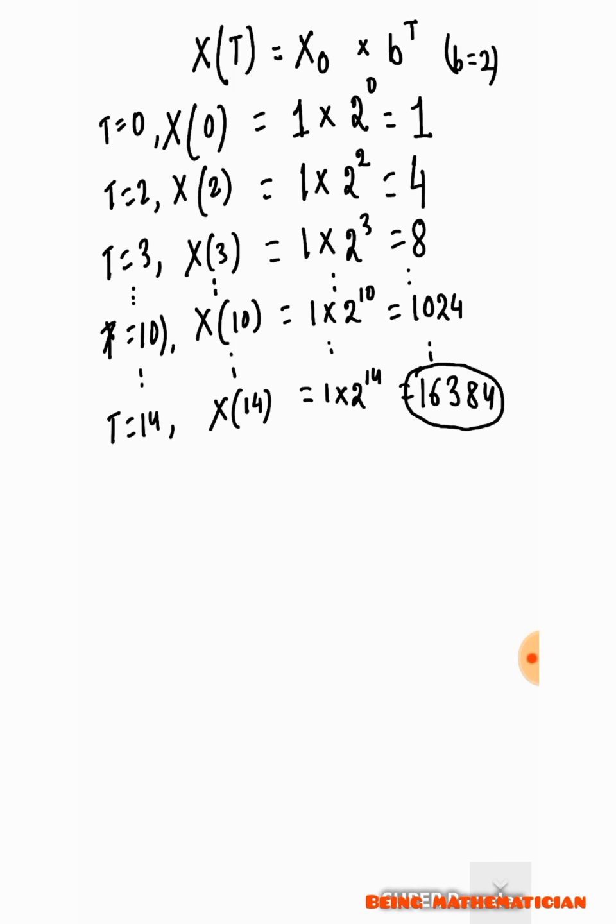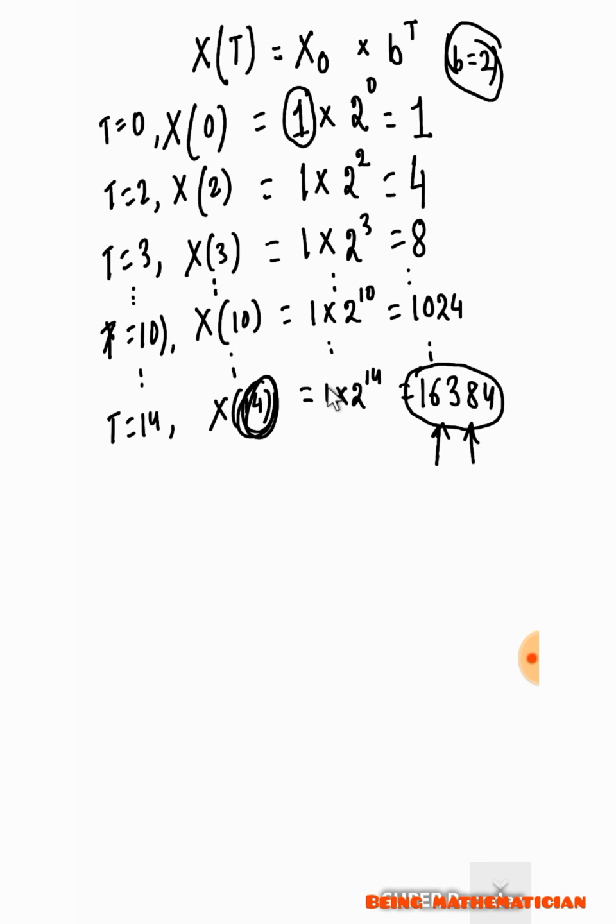So the calculation shows us starting from 1, and with a growth factor of 2, we obtain more than 16,000 cases in just 14 days. Just imagine, if the growth factor b is greater than 2, then what will be the number of infected cases in 14 days?